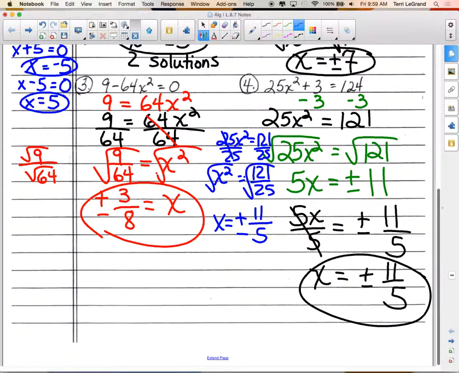So when you have perfect squares on both sides, you can do it the way we did it, or you could stick with the plan of dividing by a and then taking the square root. Questions on these? These were all perfect square ones, so they have nice, rational square roots, in other words. Okay, let's go to the back side.